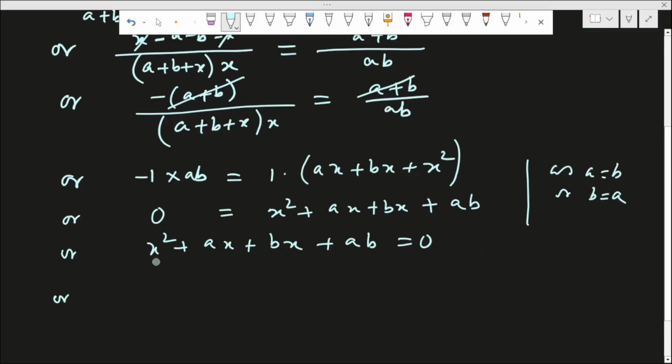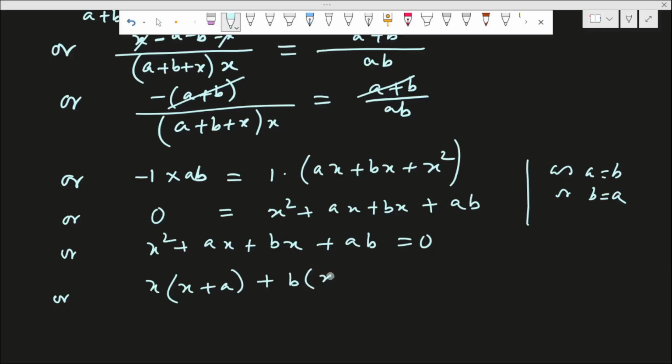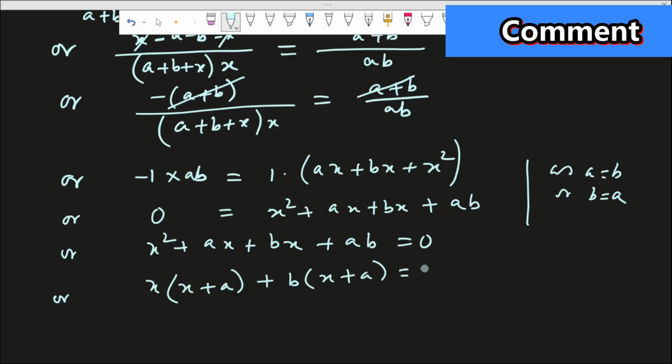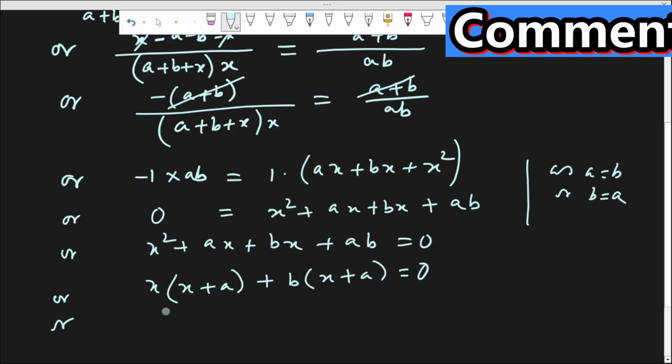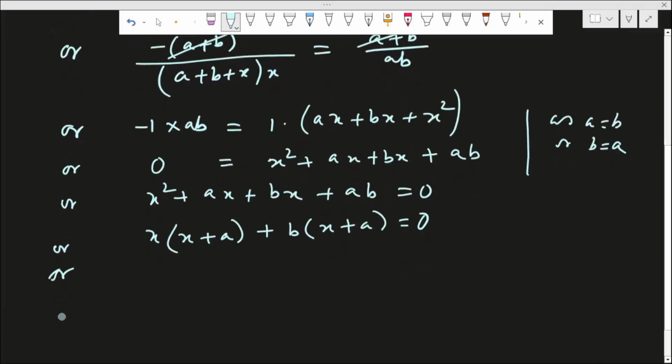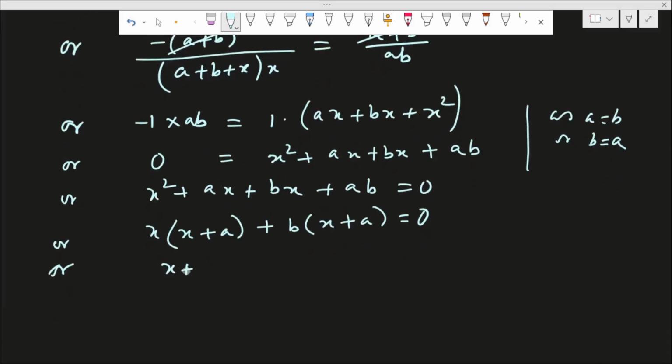Now obviously, see, take the first two terms x square and ax, and the second two terms bx and ab, which can be factorized. Take out common x from the first two terms, x plus a, and take out common b from the next terms, x plus a. Now you can take out common x plus a, and the remaining is x plus b, that is equal to 0.